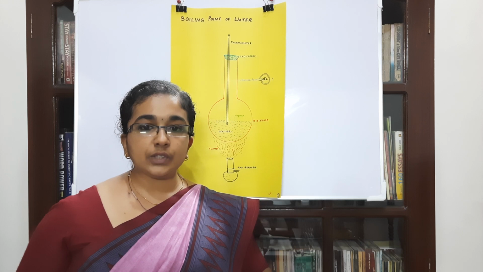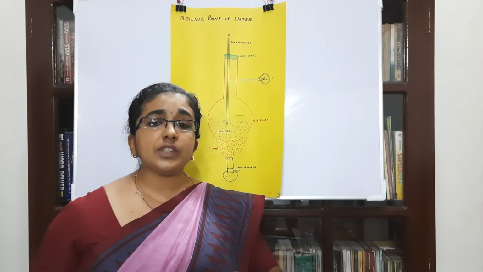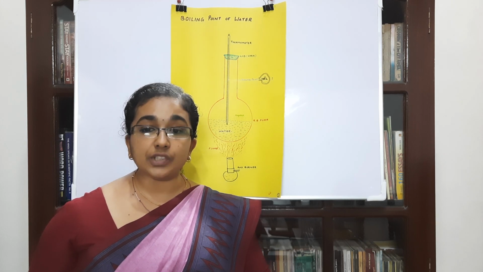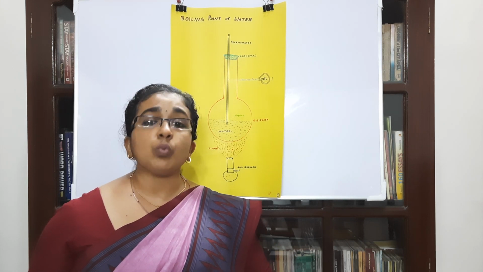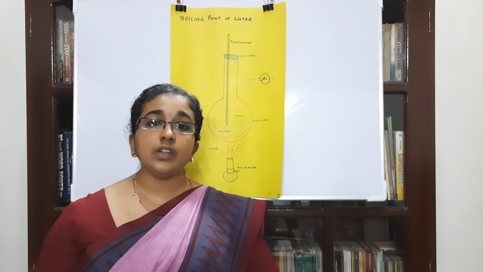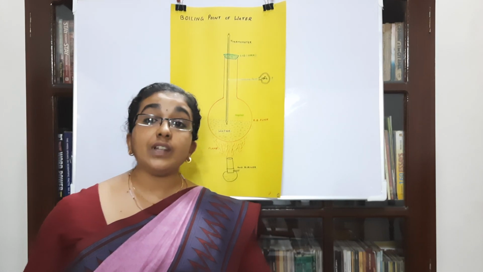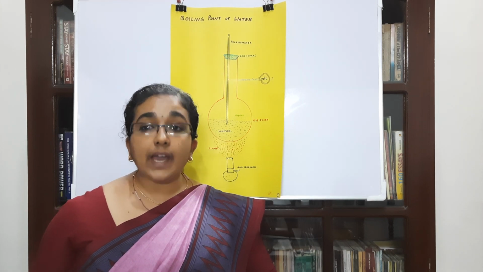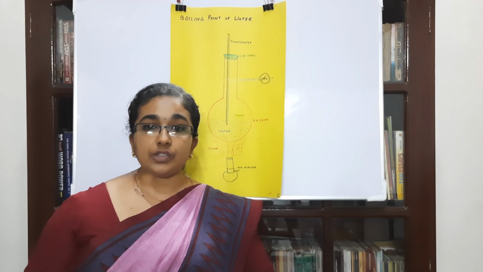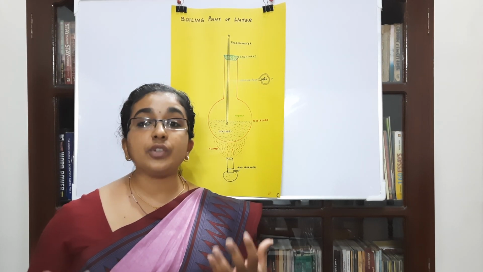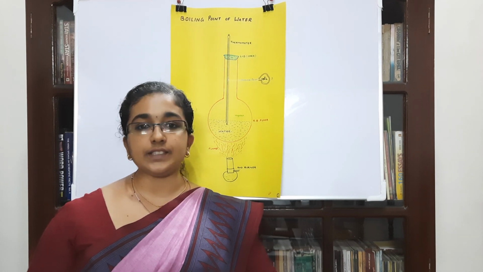Okay. So when does the temperature remain constant? The temperature remains constant at its boiling point. So what is the boiling point of water? The temperature at which a liquid boils at normal atmospheric pressure is its boiling point. So the boiling point of water is 100 degrees Celsius.